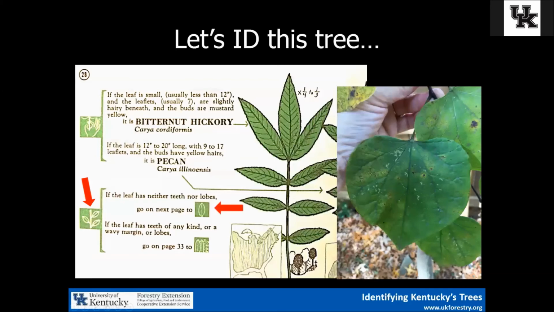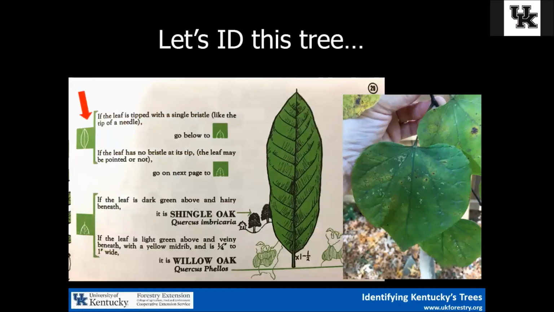So we're going to go to the next page, and it's the symbol at the top, the set of brackets at the top. Now it's going to ask us about leaf tip. We mentioned it, and I think you'll get this. This will be fine. We didn't go over it much, but if the leaf is tipped with a single bristle, like the tip of a needle, and you can see that in this picture right here, or if the leaf has no bristle at its tip, the leaf may be pointed or not pointed. Well, our leaf clearly is pointed, but I don't see a bristle on it. I don't see that hair or needle-like coming out of that. So I think we've got a leaf that does not have a bristle tip.